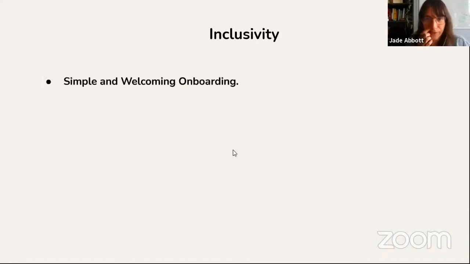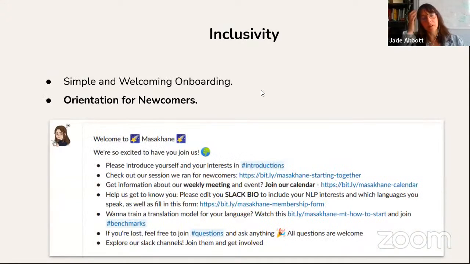I'll quickly go through inclusivity. So inclusivity should be straightforward, but it isn't. So I say simple and welcoming onboarding with orientation for newcomers. Onboarding is really interesting. So for us, it's joining the Slack. If you join the Slack, you're part of us.